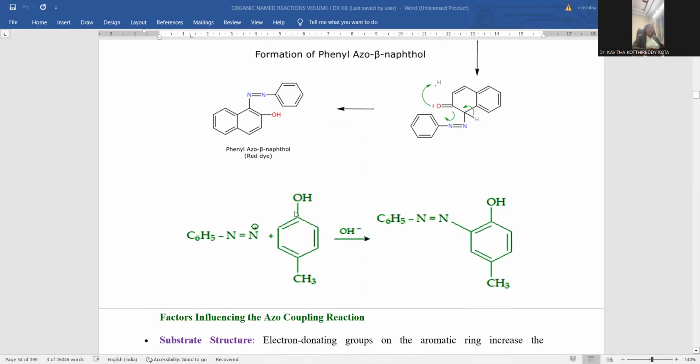I'm taking that para position blocked in order to understand whether it is possible or feasible to continue the reaction in order to achieve the product.